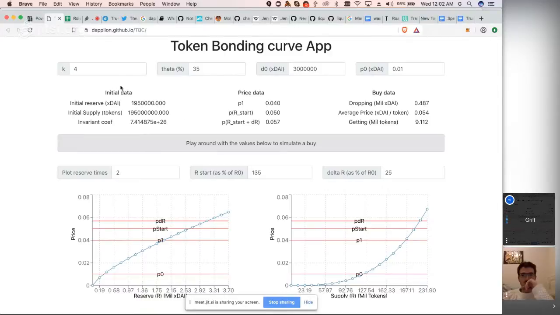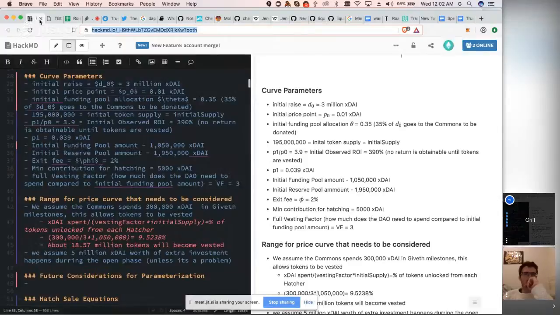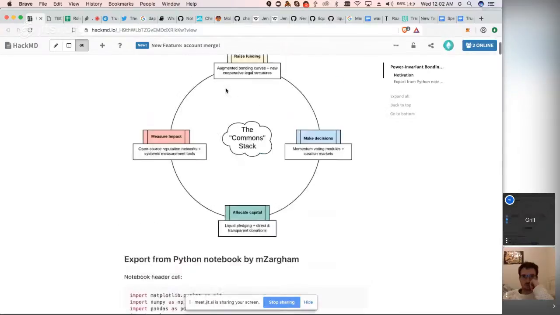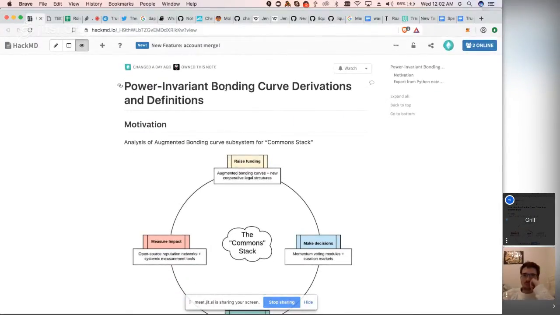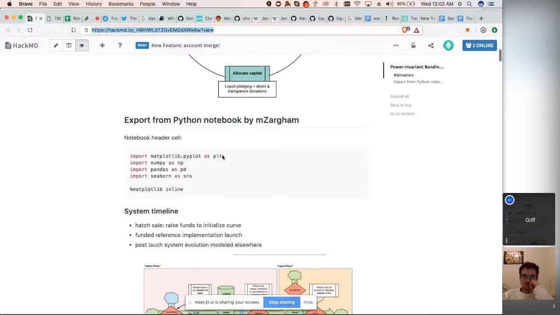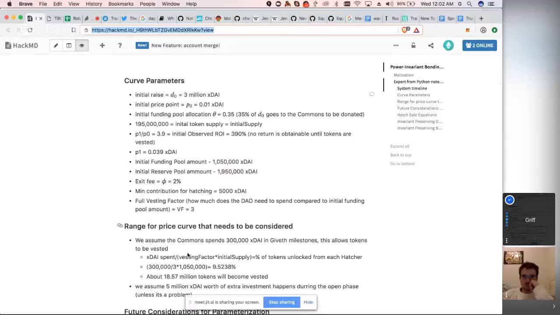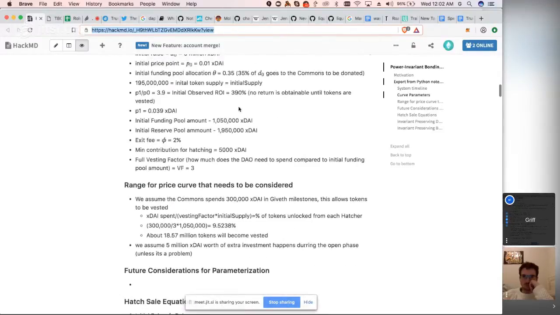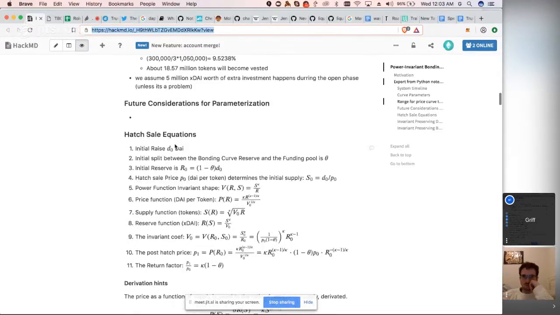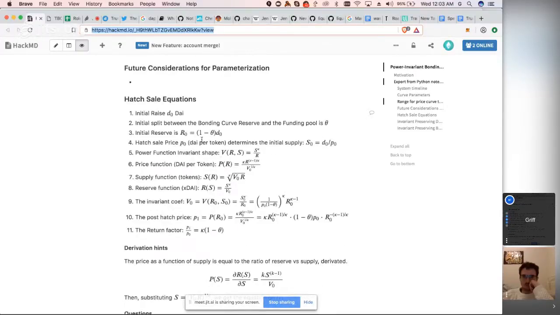So I'm just going to go through the different variables, but it's important to note that all of this is really best visualized alongside this HackMD, power invariant bonding curve definitions. You can see the website up here. It goes through in detail what the system is supposed to do. But the most important parts are the parameters that we agreed to start with, and the hatch sale equations, which is what this website actually plays with.